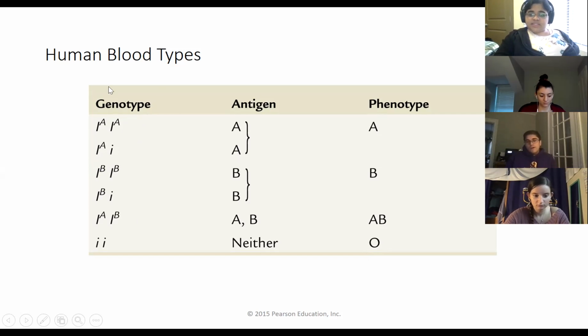So with B, it's the same thing. You can have either homozygous for B or heterozygous. But then when AB comes together, they're both dominant, so they're going to show up together. Okay. And then O is homozygous recessive. Okay.